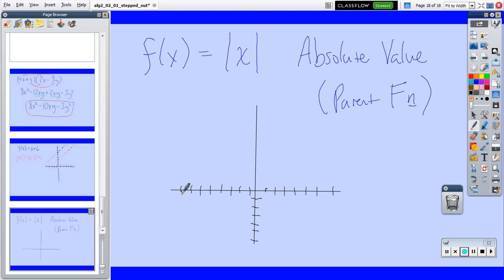Can anyone tell me what absolute value means? You guys remember from Algebra 1 what absolute value means? Absolute value is the distance from 0 on the number line. That's it. So definition. Definition of, I'm just going to abbreviate, absolute value. That's just the distance from 0 on the number line.